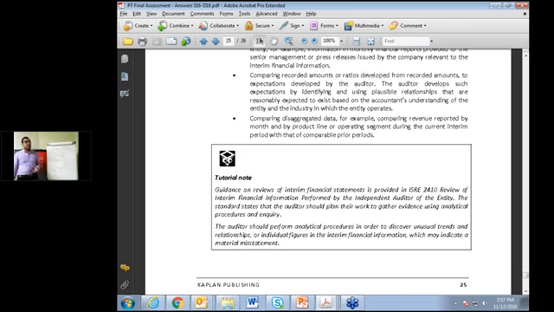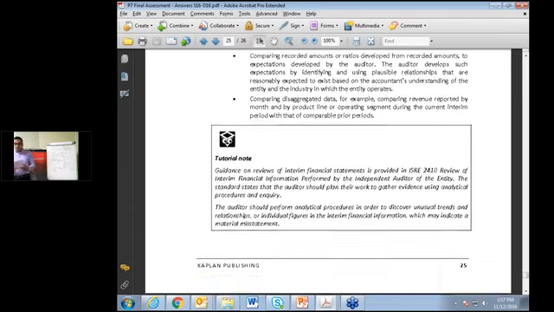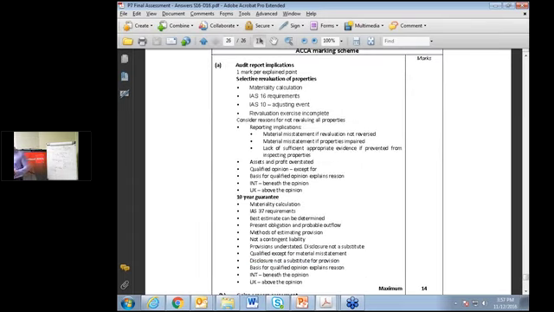Now, the auditors will perform analytical procedures in order to discover unusual trends and relationships or individual figures in interim financials, which may indicate a material misstatement. So that's some of the theory around ISRE 2410, but you were supposed to connect that with the scenario that was given to you, right? And this was related to part C of this question.